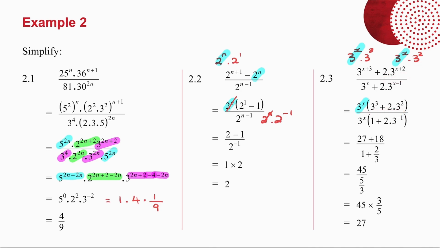At the bottom, this is 3 to the x times 3 to the minus 1. So when I take out a common factor of 3 to the x, I'm left with 1 plus 2 times 3 to the minus 1. These 3 to the x's cancel. And then I simplify this bracket, and I simplify the bracket at the bottom, and then I work with the fractions, and I get an answer of 27.